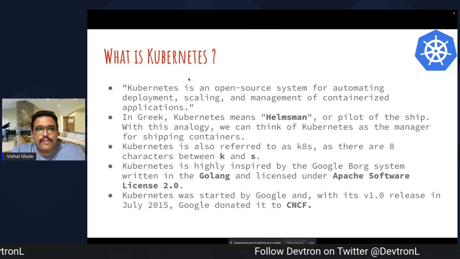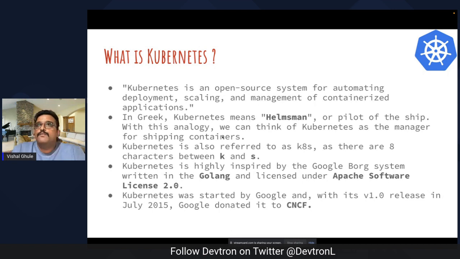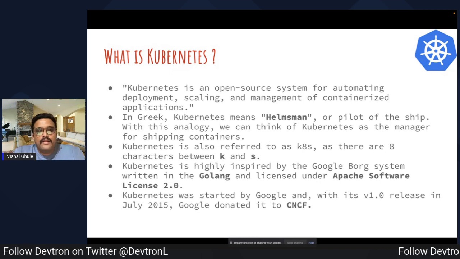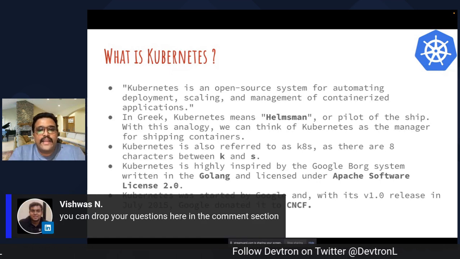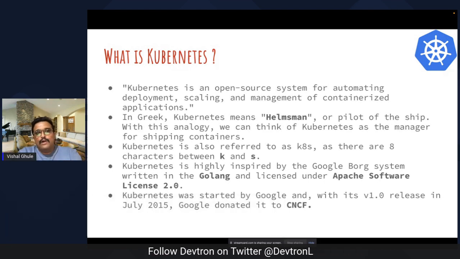So we can take this analogy with the Kubernetes world. Also, people call Kubernetes K8s. The story behind K8s is that there are exactly 8 characters between K and S, so that is called K8s as a short form. So how was Kubernetes built?